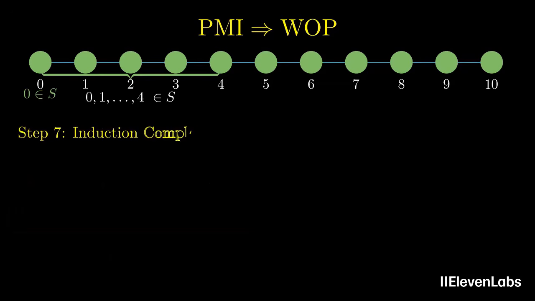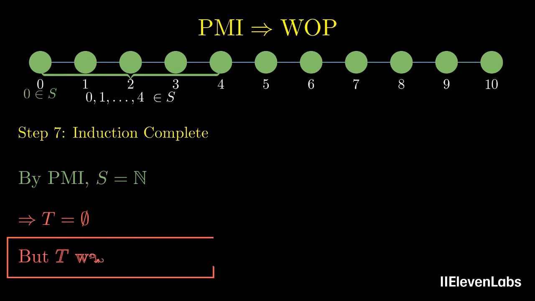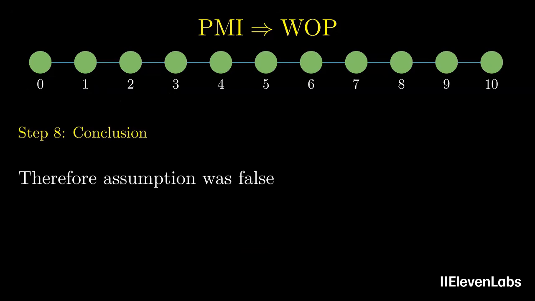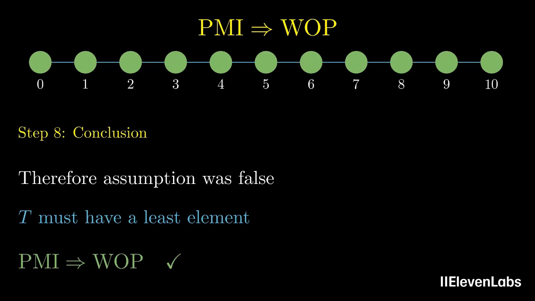So, S is a subset of N such that all the conditions of the principle of mathematical induction hold, so S equals N. This means T is the empty set. But T is a non-empty set. Therefore, our assumption was false. So, T must have the least element. Hence, PMI implies WOP.